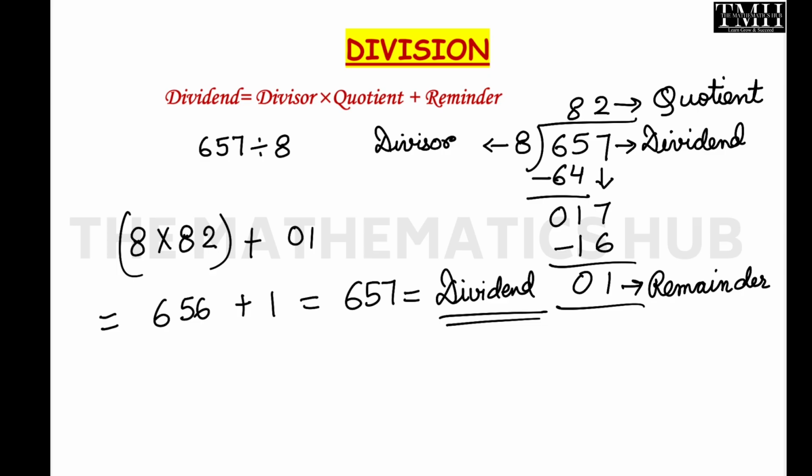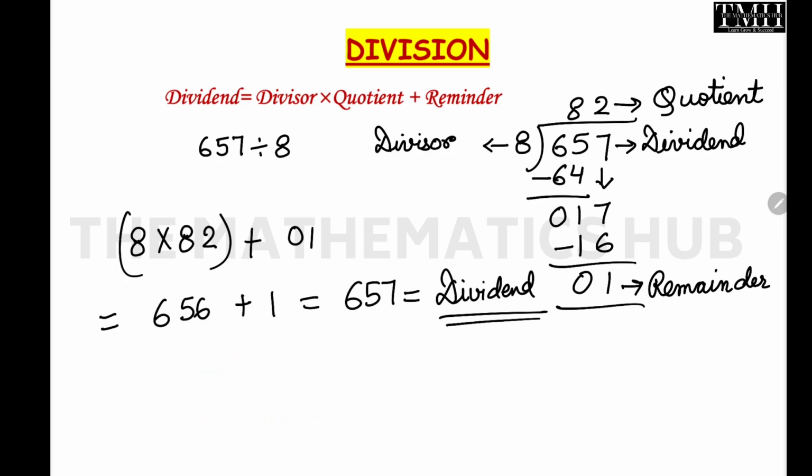When a number is divided by itself, 7 divided by 7, the quotient is 1. When a number is divided by 1, 7 divided by 1, the quotient is the number itself. When 0 is divided by any number, the quotient is always 0. Dividing any number by 0 is not possible. 0 divided by 7 is equal to 0. 7 divided by 0 is not possible. Its answer is always infinity.